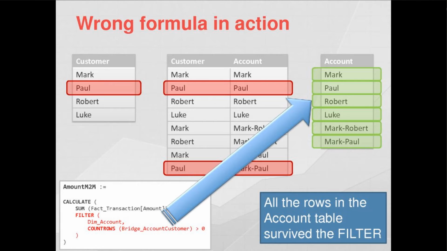So, because it is an iterator, we start iterating with DAX. And we are on the first row iterating inside this filter, and at this point we compute count rows of bridge account customers. And the question for the ones of you who said that you already use DAX is, what is the result of count rows bridge account customer in this specific moment?